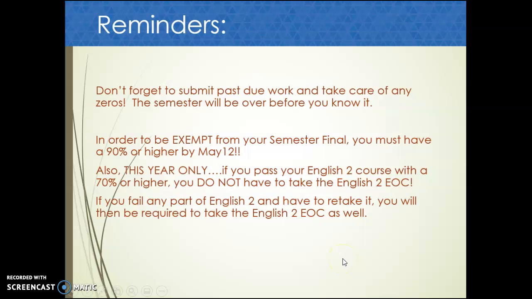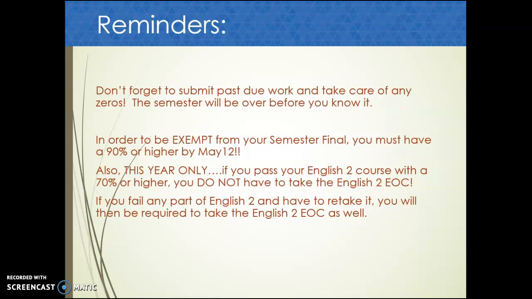So a couple of reminders. What we just went over, I just glossed over the high points from Unit 5, the vocabulary you need to be familiar with, the grammar that you need to be familiar with before you take your Unit 5 test. And then don't forget, submit any past due work and take care of any zeros. The semester will be over before you know it.